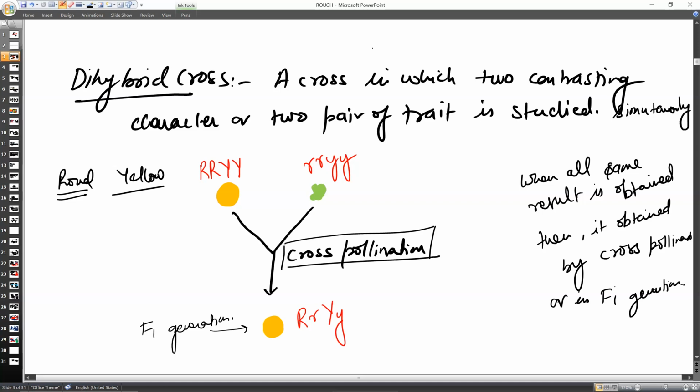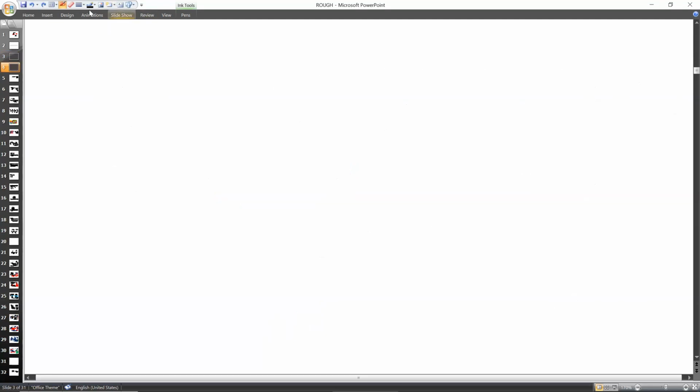When he cross pollinates these, keep in mind always that in cross pollination we obtain the same results, like in the monohybrid cross also. When we were doing capital T and small t, we were having all the same traits. Same tall plants we were obtaining. So in the F1 generation, we were having all tall plants.